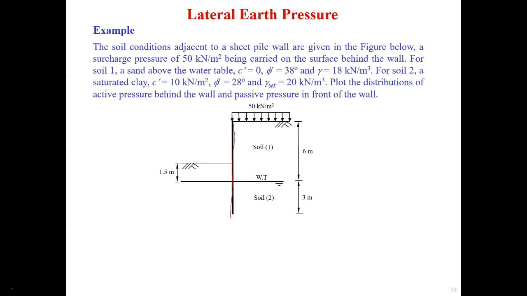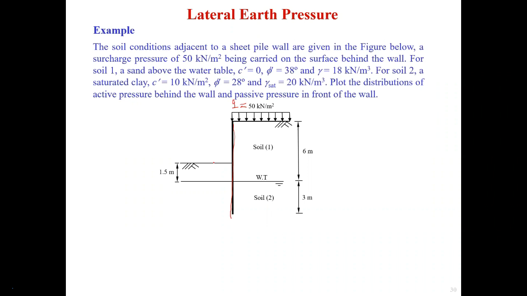So the soil conditions next to the sheet pile wall are given in the figure below, and the surcharge, so we have the Q. You see there's some additional induced stress, which we have to consider. Previously, it was all the self-weight of the soil that generates the pressure. So a surcharge pressure of Q equal to 50 kilonewton per square meter is applied to the soil surface behind the wall. It's only applied on the right-hand side, not on the left-hand side.